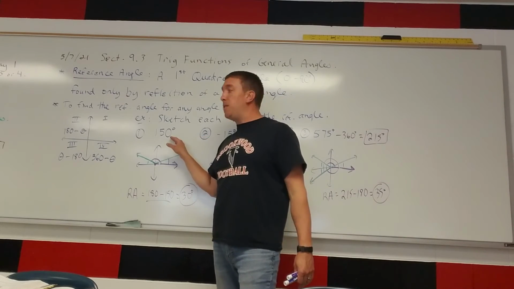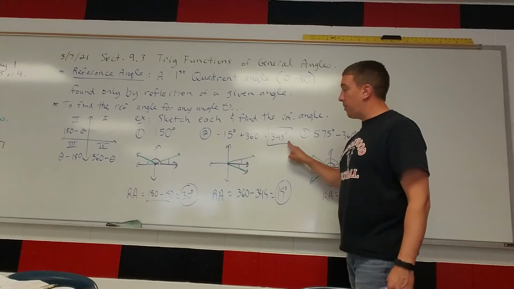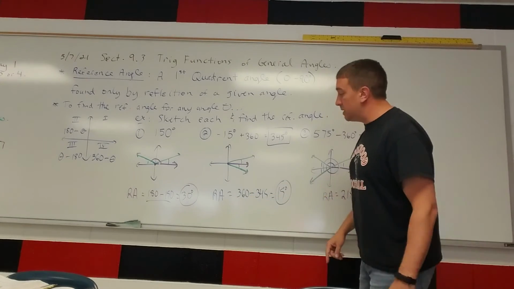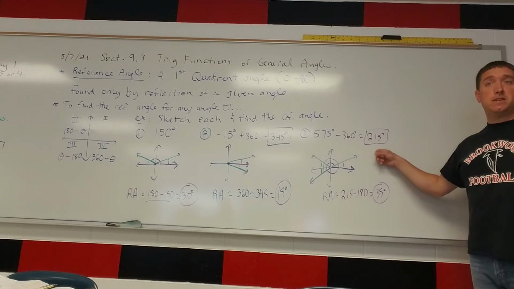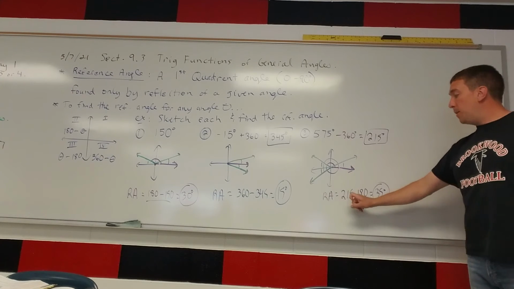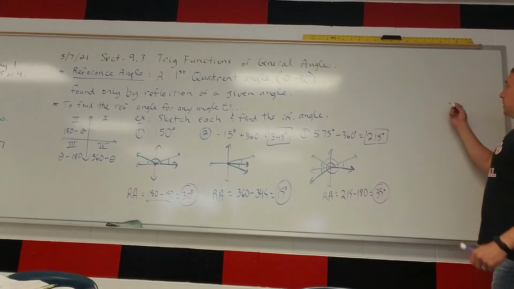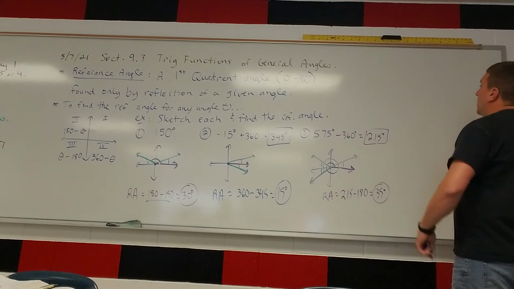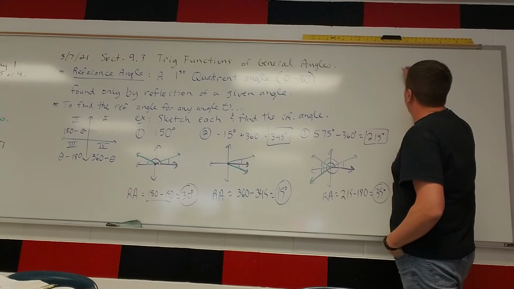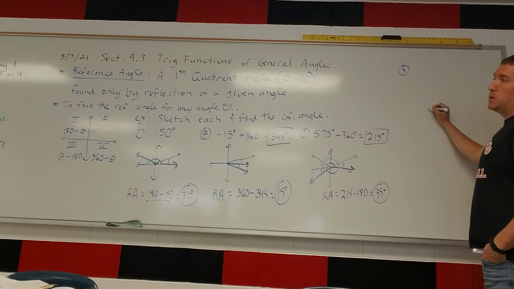First problem was easy. It was already 150, so we just did 180 minus 150. On the second one, we had to get 345. Then we did 360 minus 345. On this one, we needed to get 215 for the purposes of graphing. Then we did 215 minus 180 to get the reference angle. Last one. So I've already done a quadrant 2, a quadrant 3, and a quadrant 4. Here's our final example.